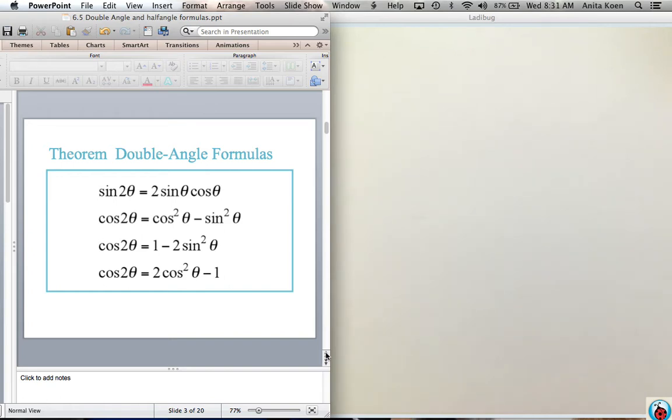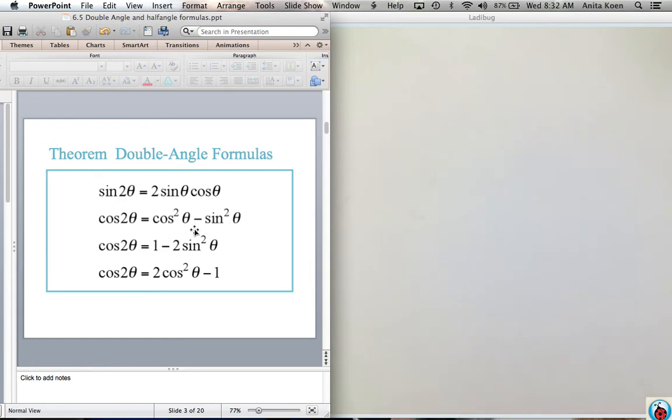Alright, these are your double angle formulas. If you'll look with me, you see that the angle theta, the argument, this theta has been doubled. So our argument is 2 theta. So we're looking at the sine of 2 theta, and the sine of 2 theta is equal to 2 times the sine of theta times the cosine of theta. And this is a formula that you have to know, and we're going to establish this formula in just a couple of minutes.